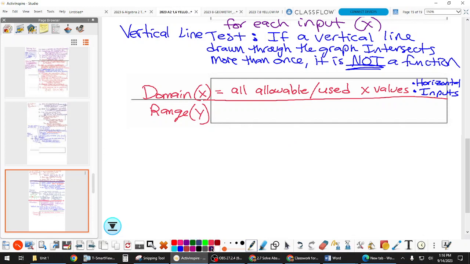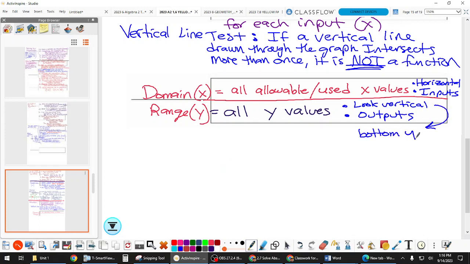Range is all y values. So, say look vertical, and these are the outputs. When we write vertical, what we're really doing is looking from bottom up. That's what we mean by vertical. Bottom up.